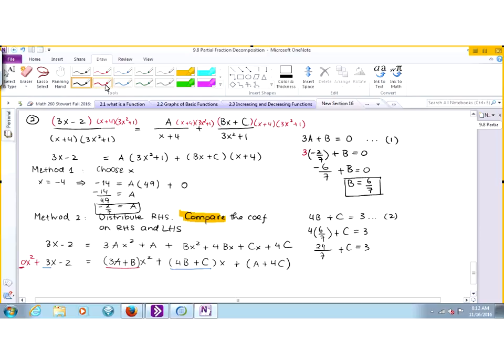Okay, do you want to clear the denominator or just subtract? You just subtract? Okay. So c is 3 minus 24 over 7. So what is 3? 21 over 7? Minus 24 over 7. So what is this? Negative 3 over 7. Yeah.